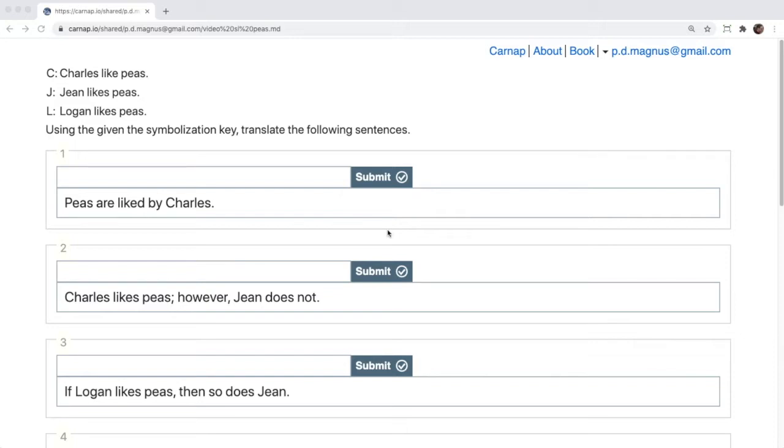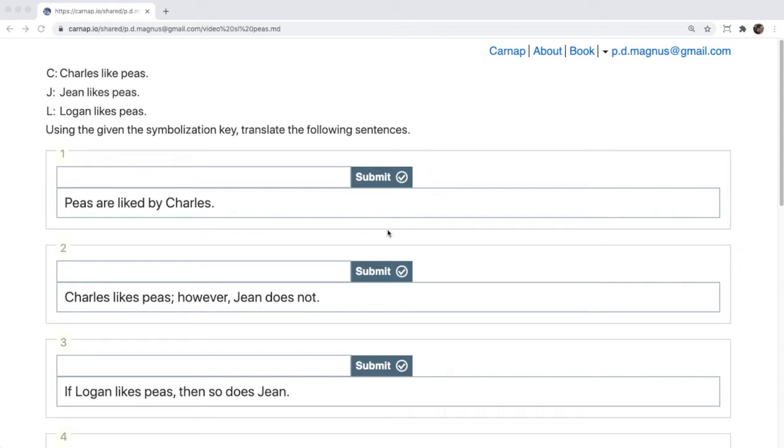So here's a Carnap file. This isn't one that's exactly the same as the homework, but it's the same kind of format. We start with a symbolization key. We have 3 atomic sentences, C, J, and L. C means Charles likes peas, J means Jean likes peas, and L means Logan likes peas. And the task we're given is, using this given symbolization key, translate the following sentences.